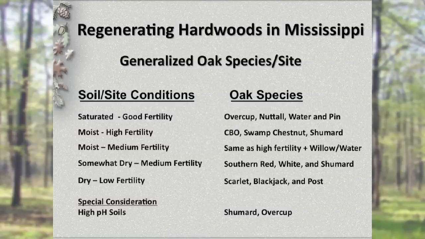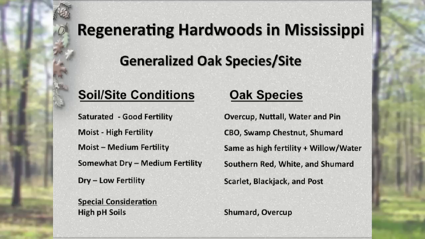So what are the soil site conditions specifically for, let's say, oaks? If we look at saturated soils that have good fertility, we'll find overcup oak, nuttall oak, water oak, and pin oak in that area. If we look at soils that are moist but have high fertility, we find cherry bark oak, swamp chestnut, and shumard. If we find moist and medium fertility site conditions, we'll have the same species as above, which are the most highly preferred hardwoods available, and then we'll also get into some willow oak and water oak.